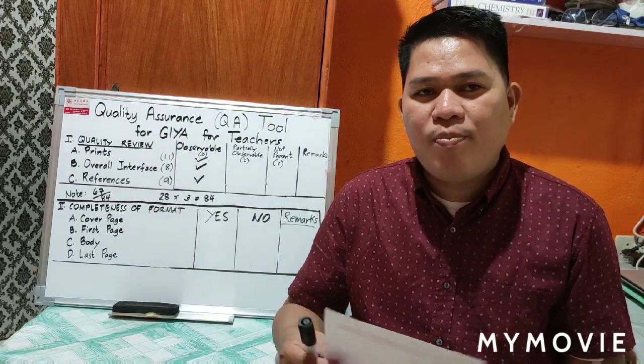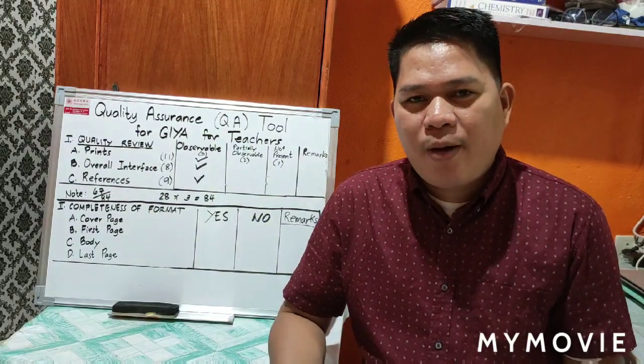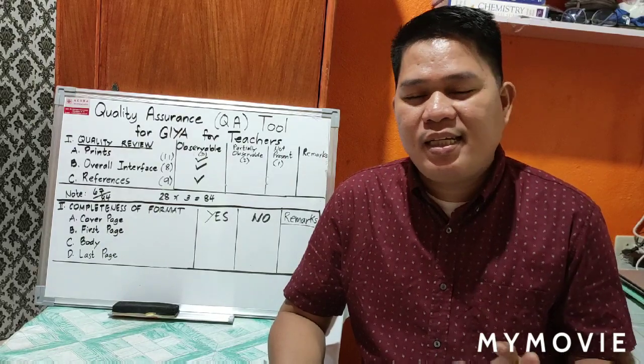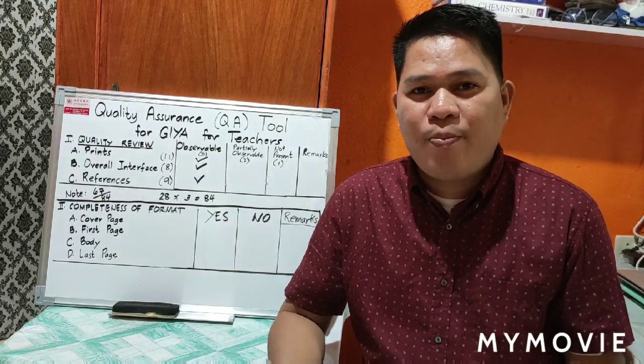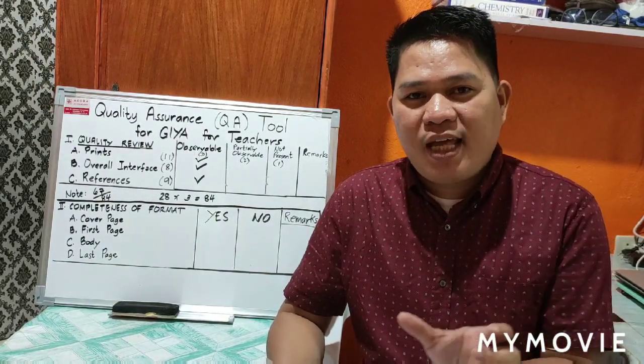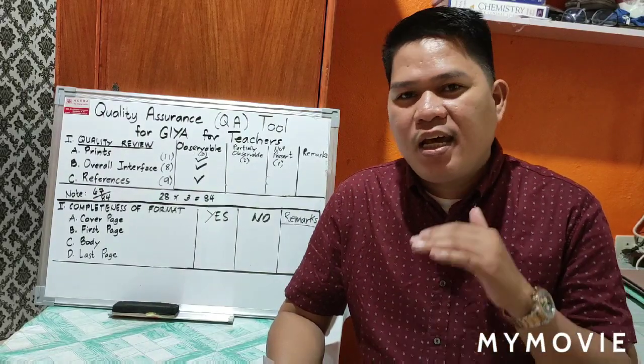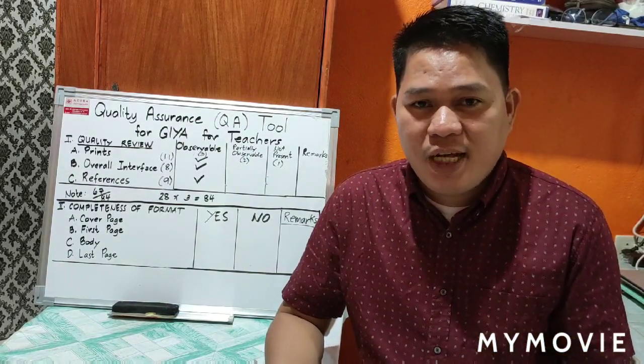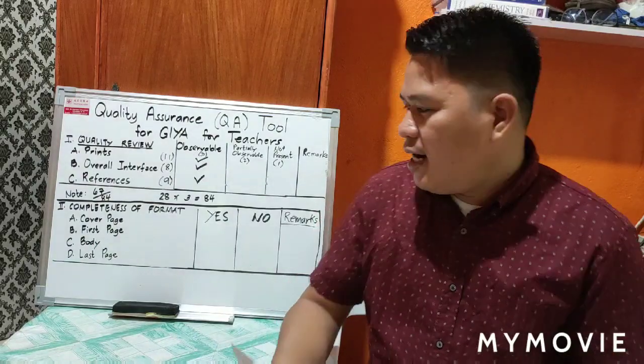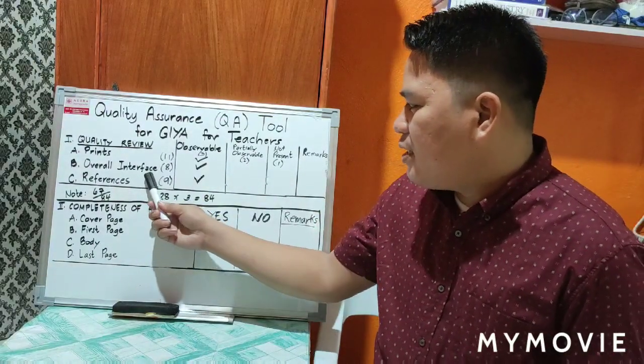So for example, if you have a multiple choice question, dapat yung mga choices nasa the same page po sila lahat. Example, yung number 5 question mo, you have your STEM, your question, and yung choices, A, B, C, D, dapat same page lang po. That is for our letter B, overall interface.